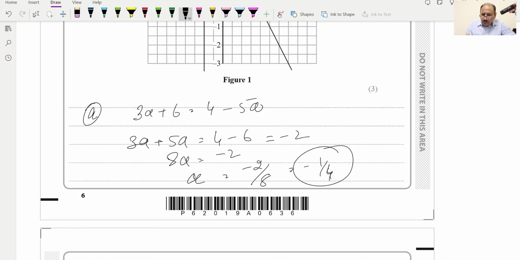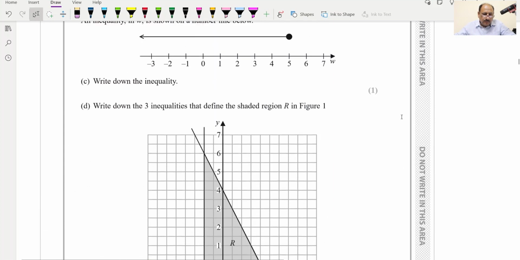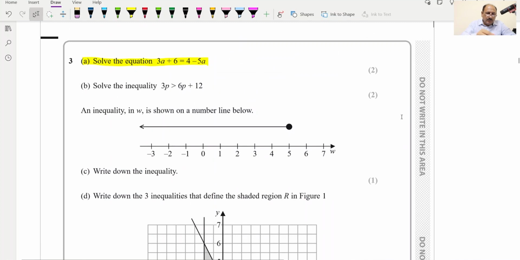So a is equal to minus 1 over 4. This is the part we are done with. Now for the b part, solve the inequality. This inequality we have to solve, both parts are 2 marks.